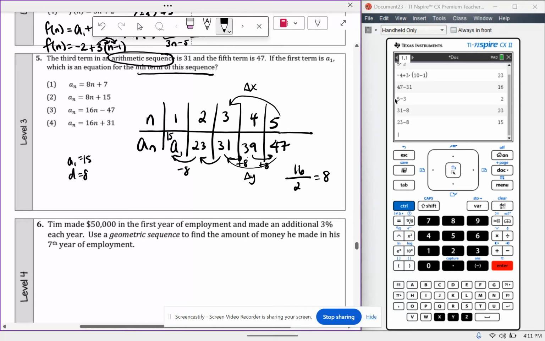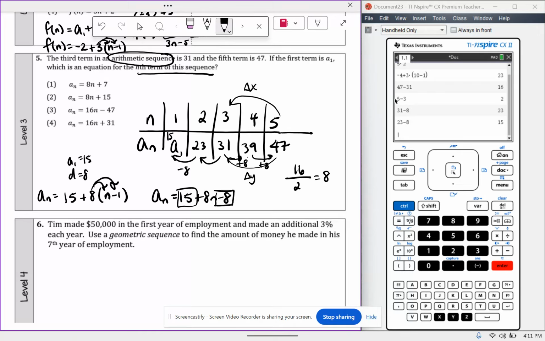So now I plug this all into the formula. I have 15 plus 8 times n minus 1. And it looks like they expanded this out. So I have a sub n is equal to 15 plus 8n minus 8. I combine these two, 15 minus 8, and that's going to give me 7. So I got 8n plus 7, which is going to be answer choice 1.